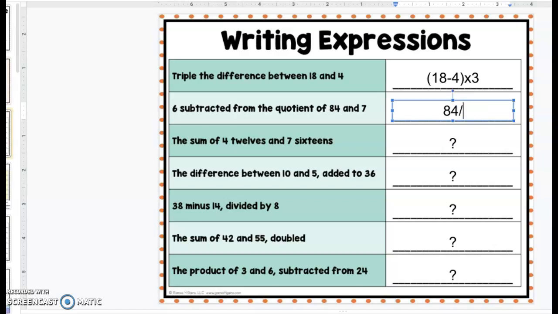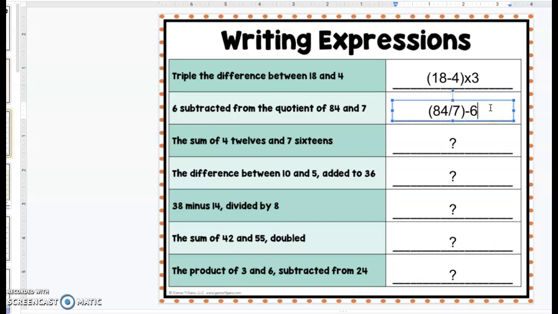It's a fraction, so a fraction is another type of division. So I need to do 84 divided by 7. I'm going to put parentheses around that to make it easier on myself. And then I would need to subtract 6 from this, the quotient of this, to find this answer.